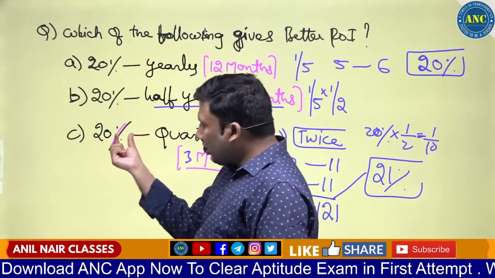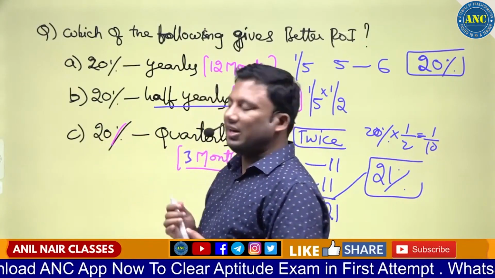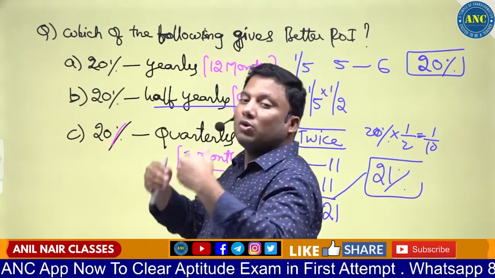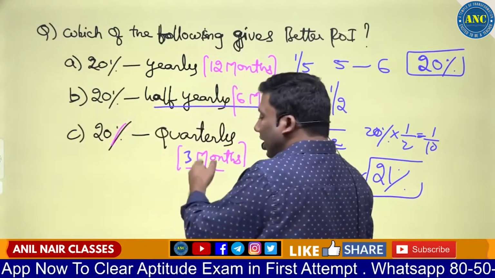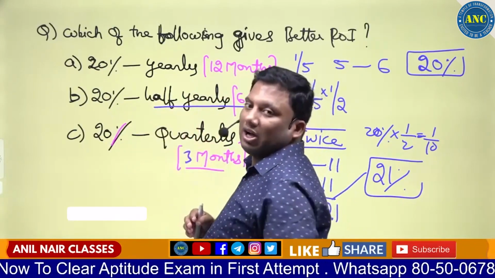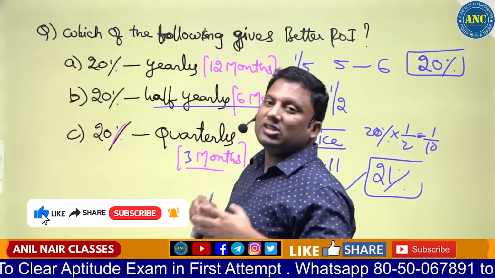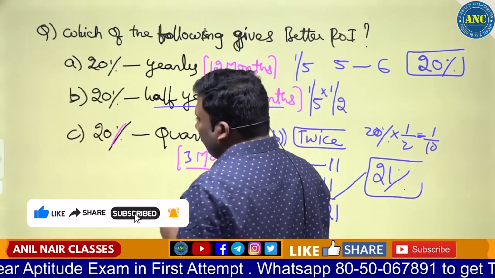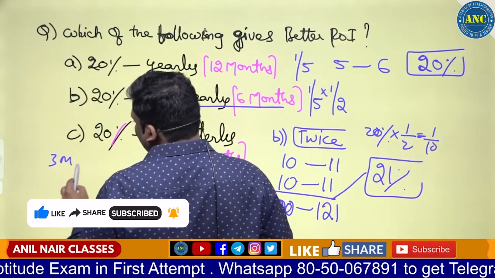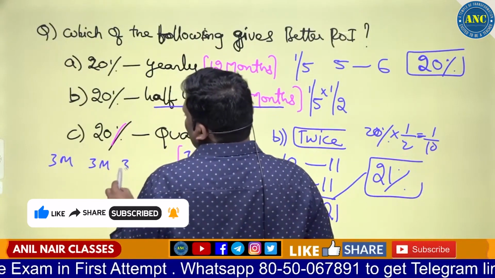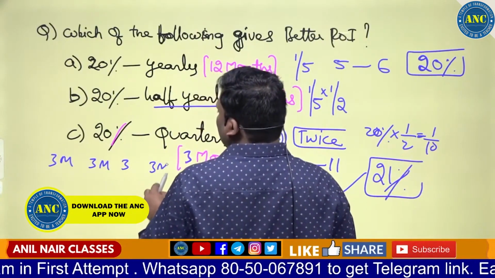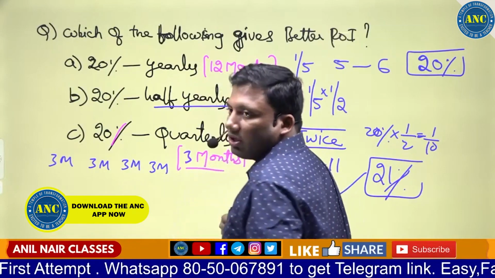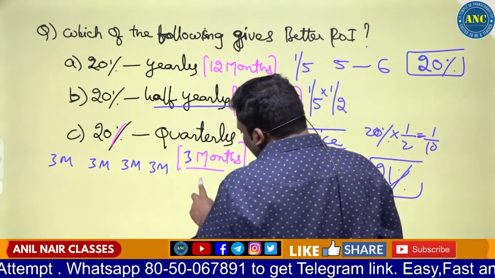The effective rate is 21%. It is like saying that instead of giving 20 rupees at the end of the year, I decided to give it in 4 installments, because quarterly is 1 by 4 into 12. 3 months, 3 months, 3 months, 3 months. That means totally how many times will I meet him?